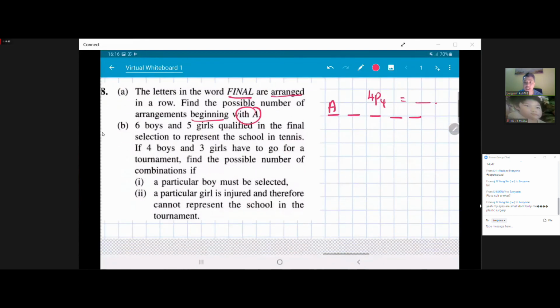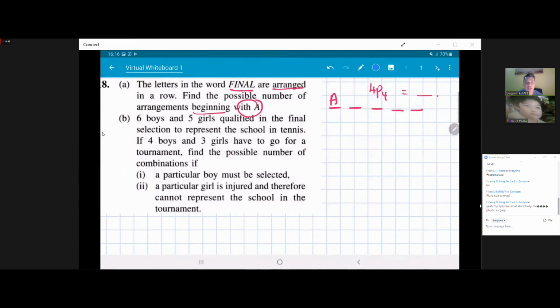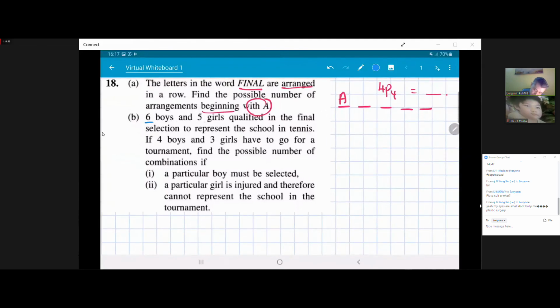Okay, now the B, soalan B. Look at the soalan B. Can you recognize what question this is? Okay, so the B question here, 6 boys, 5 girls are to be selected. So I see the word selection, which means I know that this part B will have to be combination. Part B is combination, okay. 4 boys and 3 girls have to go for the tournament. Find the possible number of combinations if a particular boy must be selected.